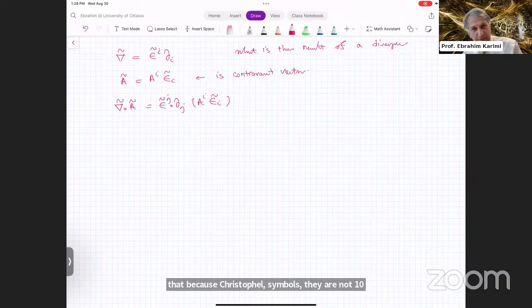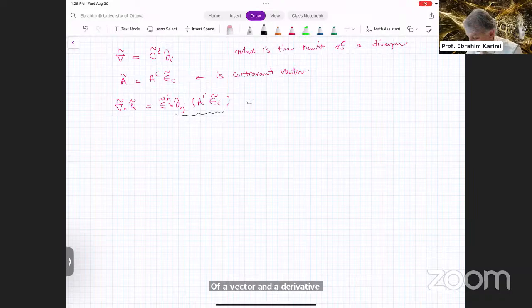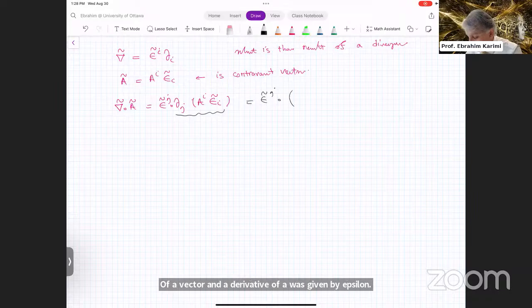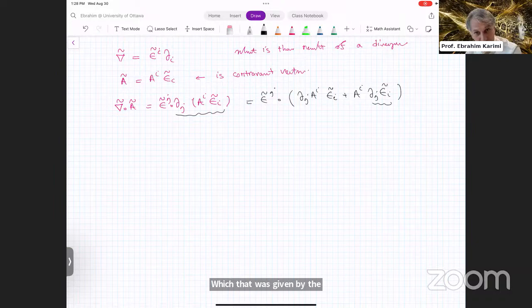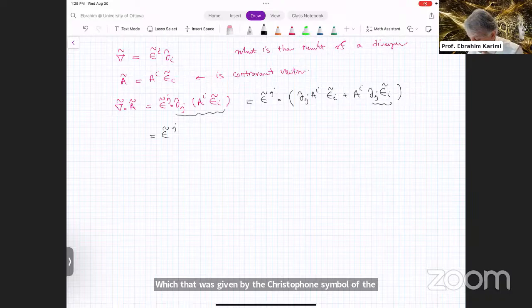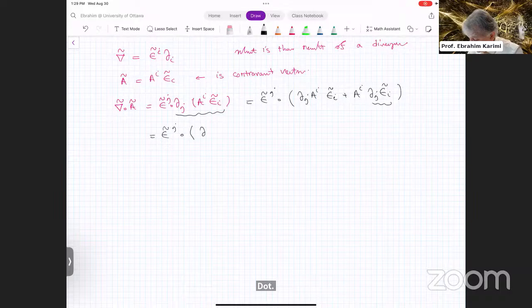Okay, if there is no question, I will continue with finding the divergence. The gradient was easy. Let's look at how to derive the divergence. I already derived what is happening with the derivative of a vector, which was given by epsilon^J dot the derivative with respect to J of A^I epsilon_I, plus A^I times the derivative with respect to J of epsilon_I, which was given by the Christoffel symbol of the second kind. The result was epsilon^J dot, now I have the derivative of A^I, and that was A^I gamma IJ.